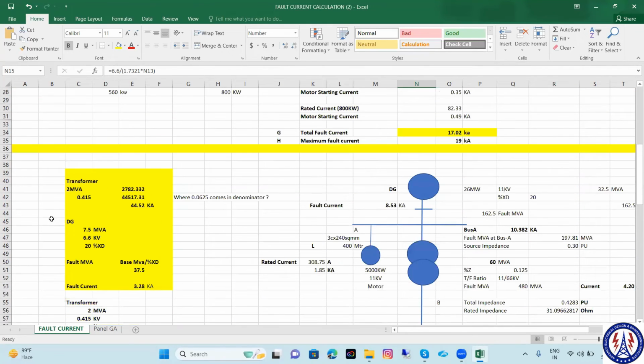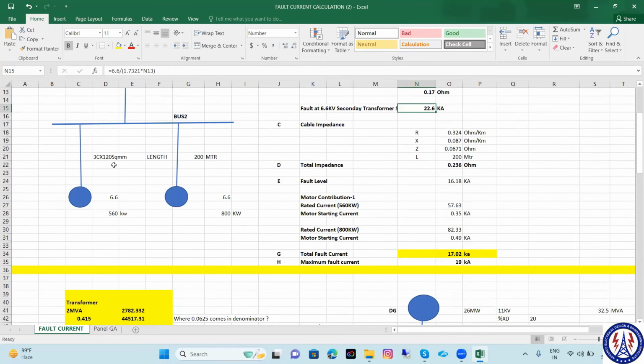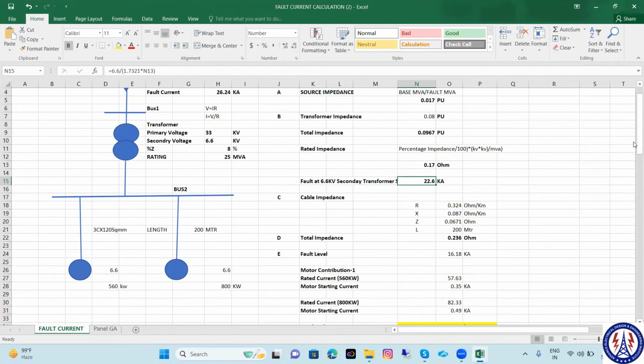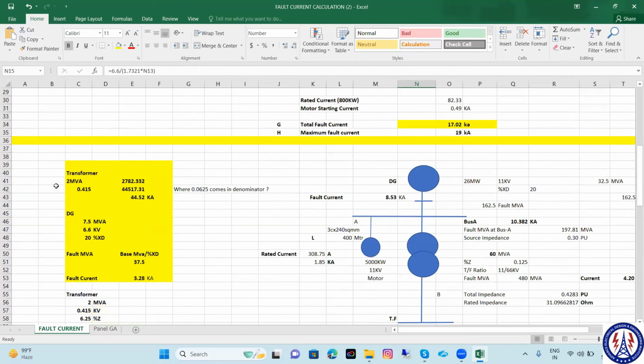Now, suppose I am telling you the thumb rule. Suppose there is a transformer, and you need to determine the fault current from it. This is the thumb rule: just divide the transformer current by the percentage impedance, and you will get the fault current. Suppose this is my 2 MVA transformer, so the current will be this one. I am dividing it by the percentage impedance, so this will be the fault current value. Divide current by percentage impedance and we will get the fault current.